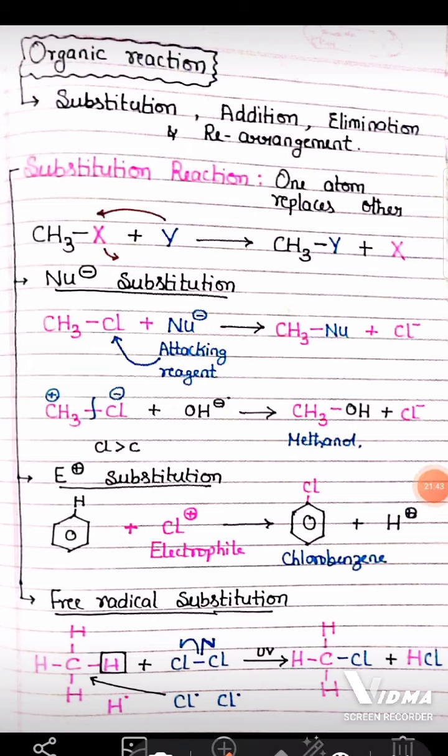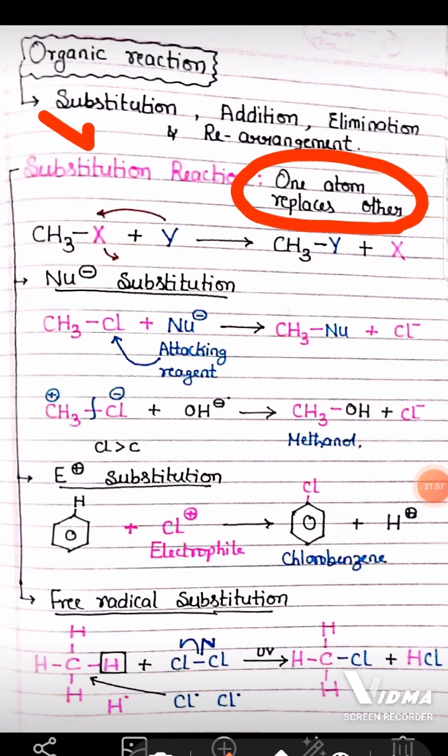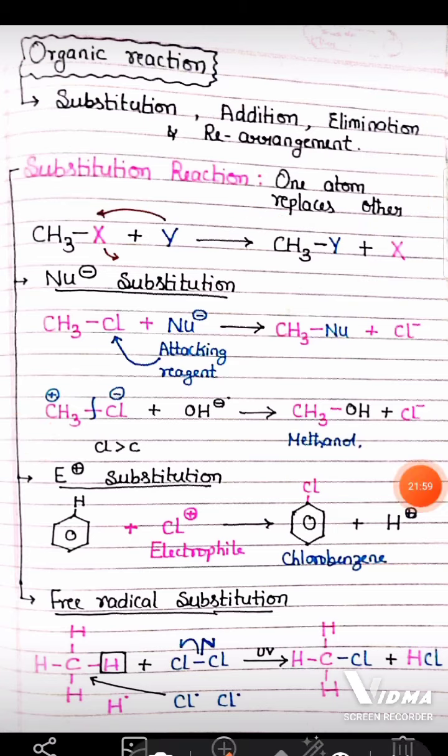So we know in organic reactions many types we can find. It may be substitution, addition, elimination, and rearrangement. These are the four types of organic reactions. Let us start with substitution. In substitution, one atom is replaced by another. For example, if you take a methyl halide, here X is replaced by Y, and because of that replacement you can find the substituted product.